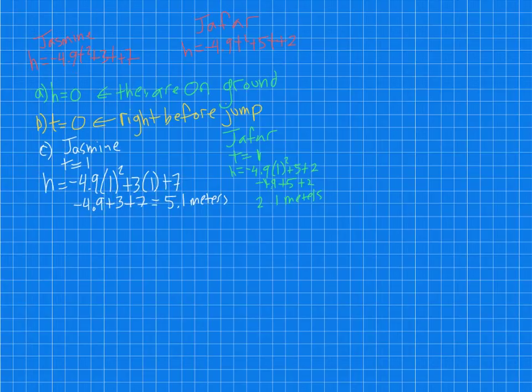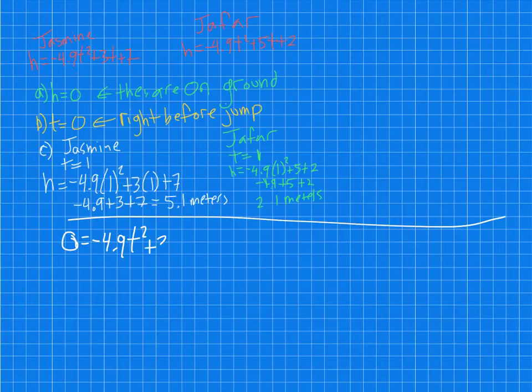And finally, the last part of this is how long will it take for each of them to reach the ground. This is going to be a two-part problem because we have two different equations. The first one I'll do for Jasmine on the right side, and that's going to be starting with 0 equals negative 4.9 t squared plus 3t plus 7. I don't really have a better way to do this than the quadratic formula because this is not factorable.